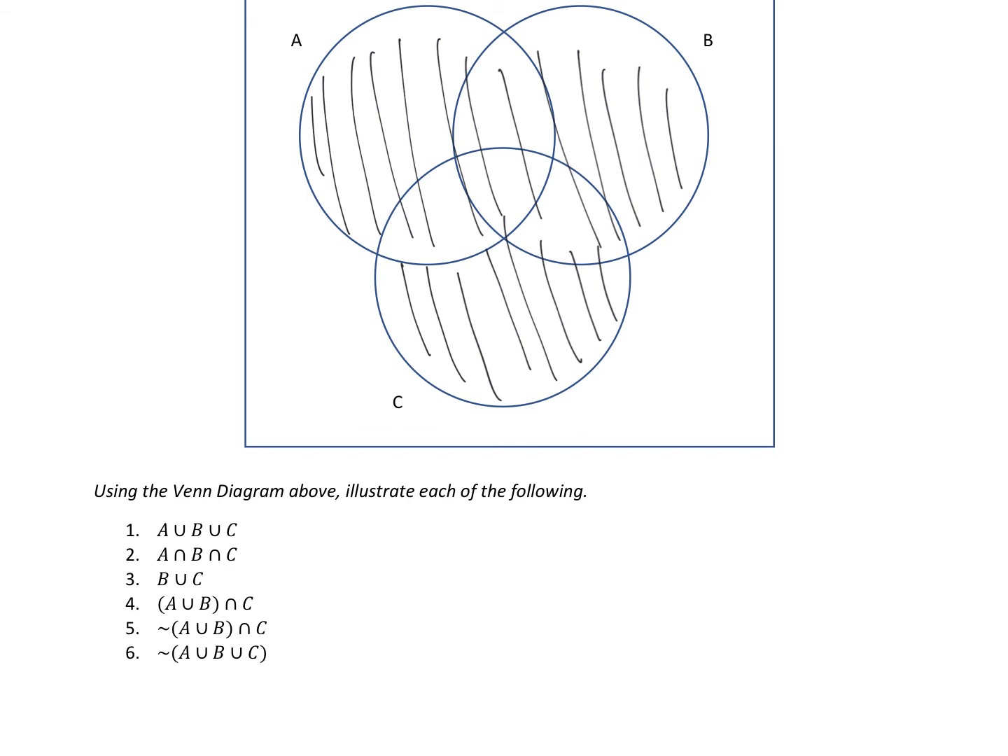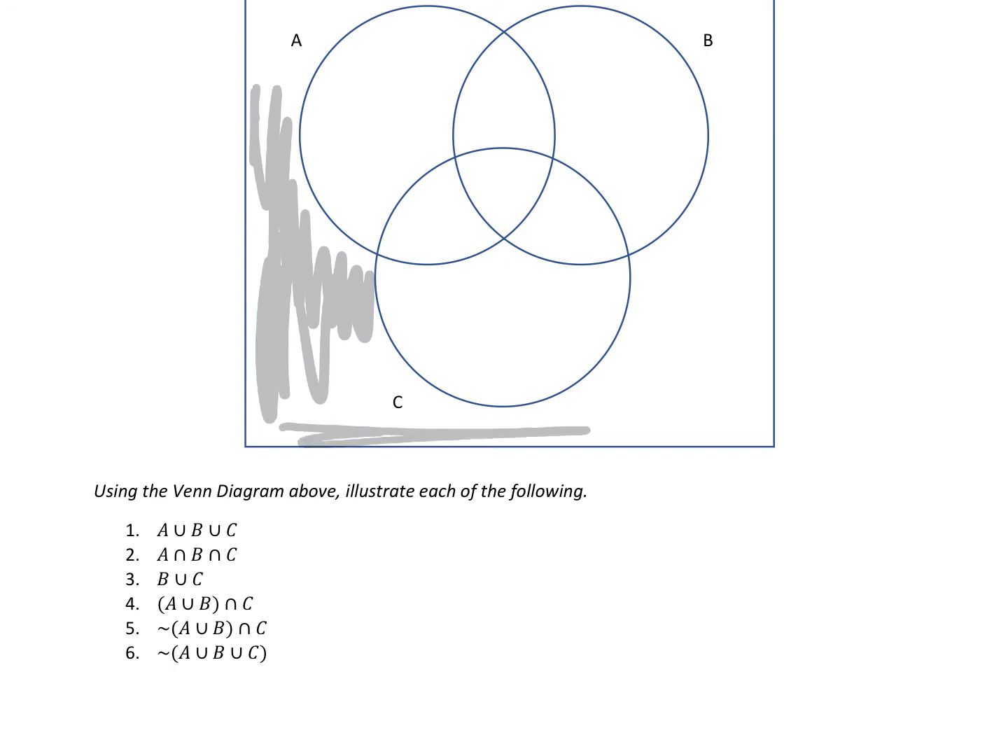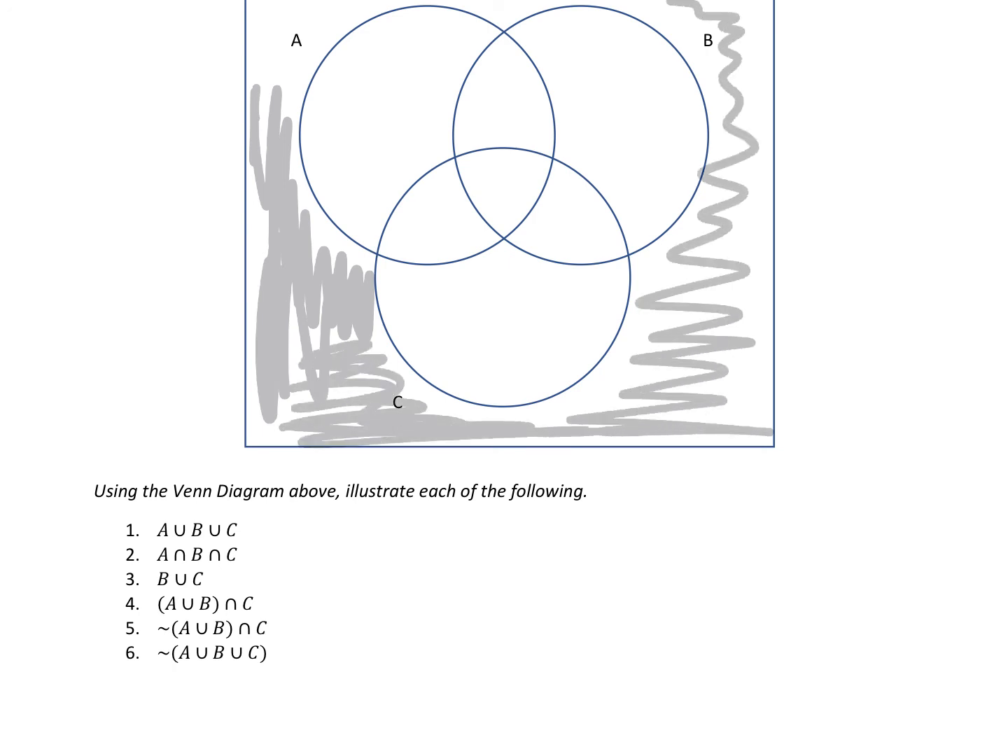The complement would just be everything else. So it's basically the entire universe minus what's in the circles, right? It's everything within the universe that is not in the circles. So it'd be all this part out here. So that would be the answer to number 6. All the stuff out here that's shaded.